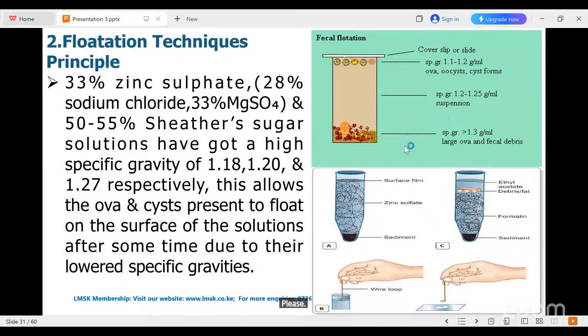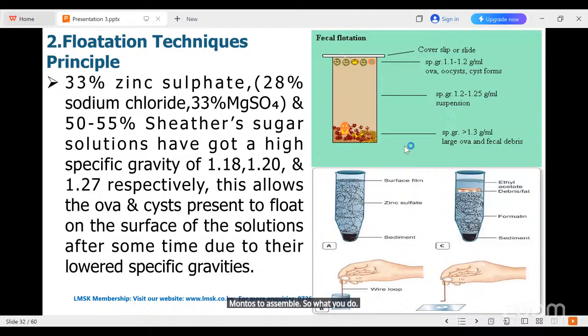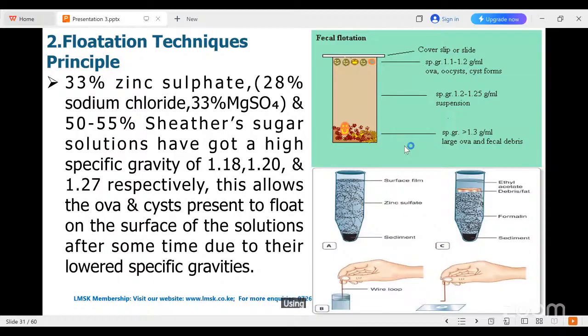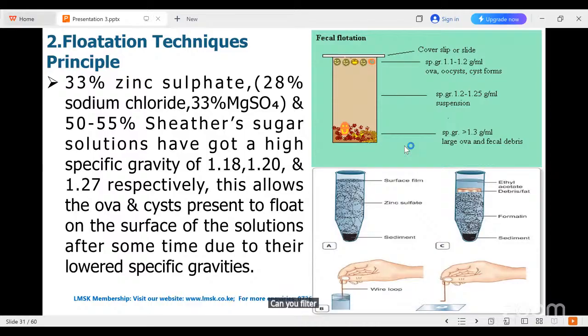So this is a flotation method. You prepare your reagent, and you need a fresh sample. For flotation, we don't use 1 to 2 grams. We use 2 to 3 grams, a larger amount of stool sample. You emulsify your stool sample, 2 to 3 grams, using one of these reagents. Maybe you chose zinc sulfate, that's what you use to emulsify in a container. Then you filter into another tube using filter paper or a 4-layer gauze.